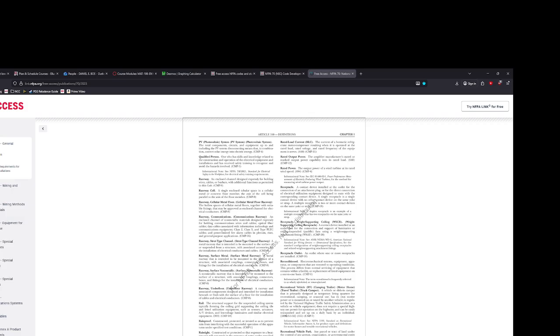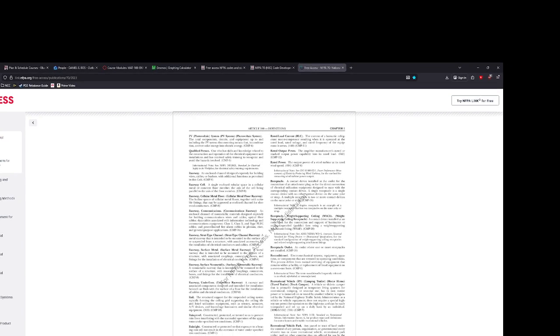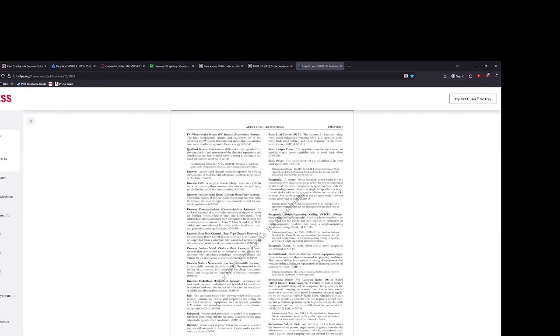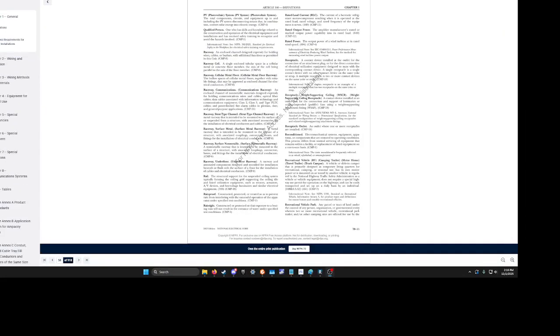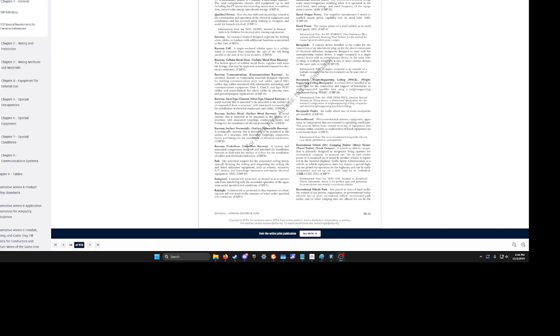Raceway: an enclosed channel designed expressly for holding wires, cables, or bus bars, with additional functions as permitted in this code. So a piece of PVC going into a panel board could be counted as a raceway. Okay, it's just down here for some reason.